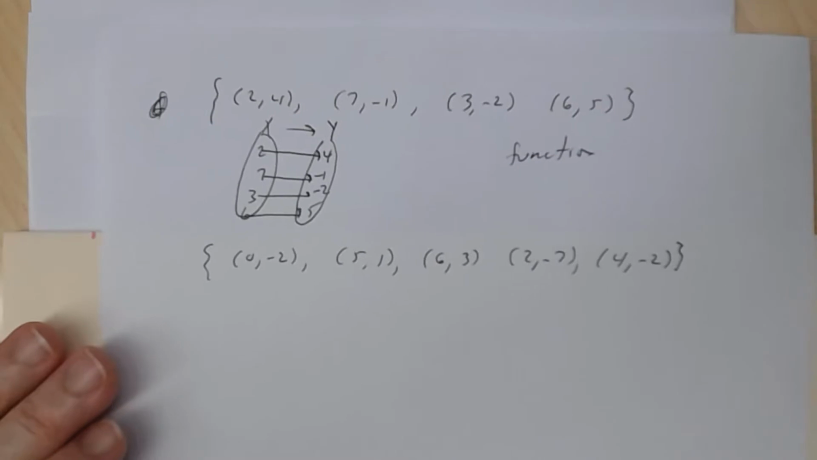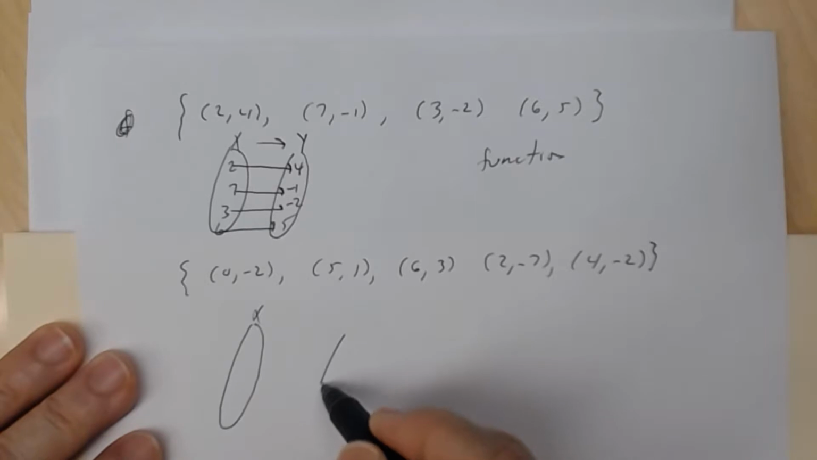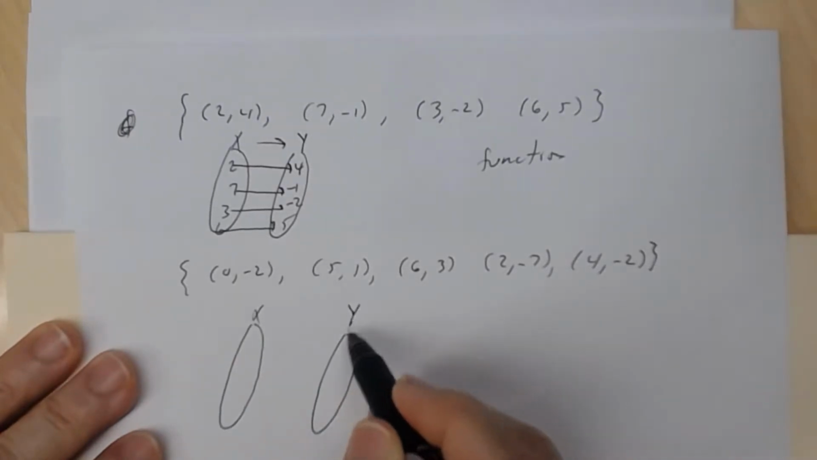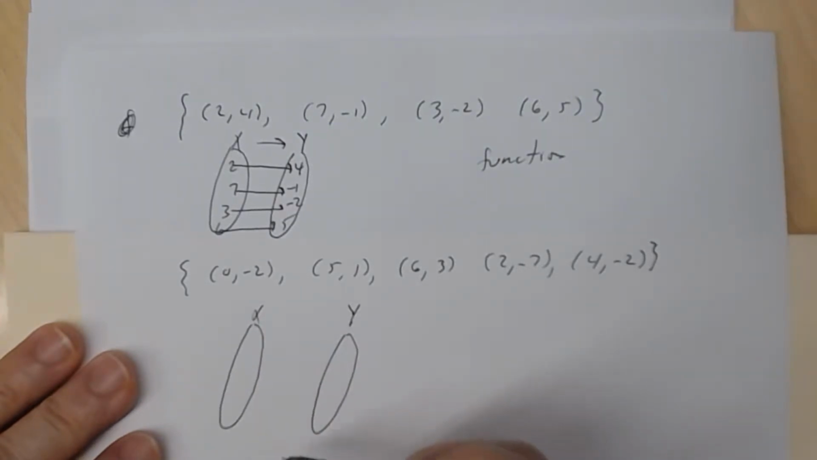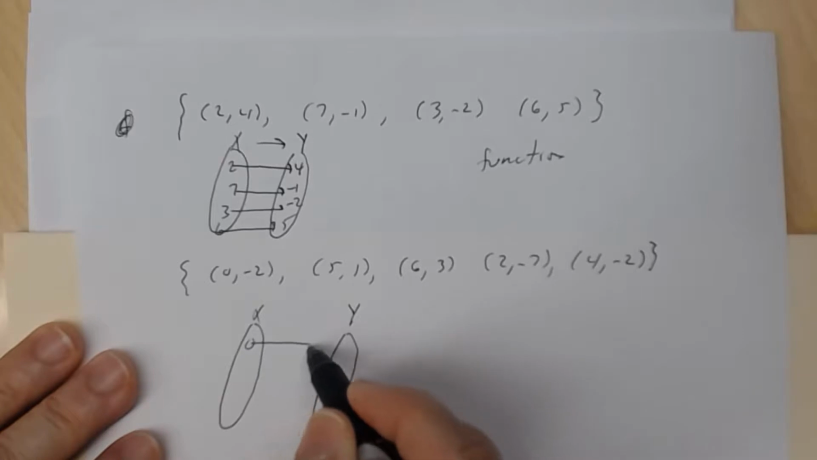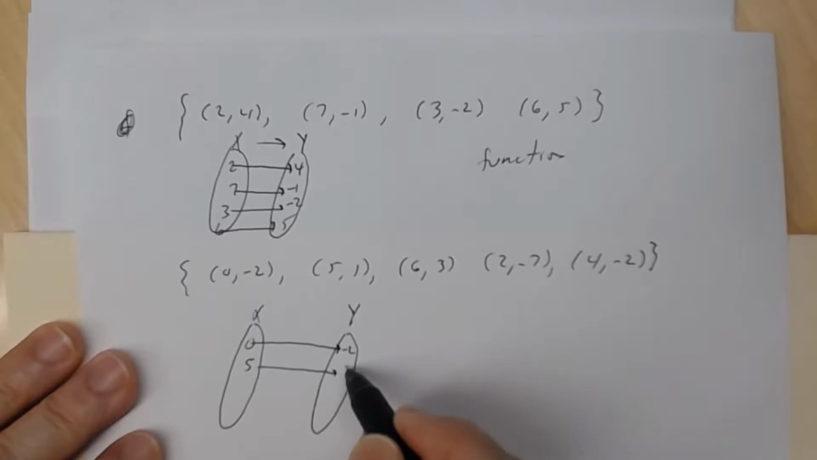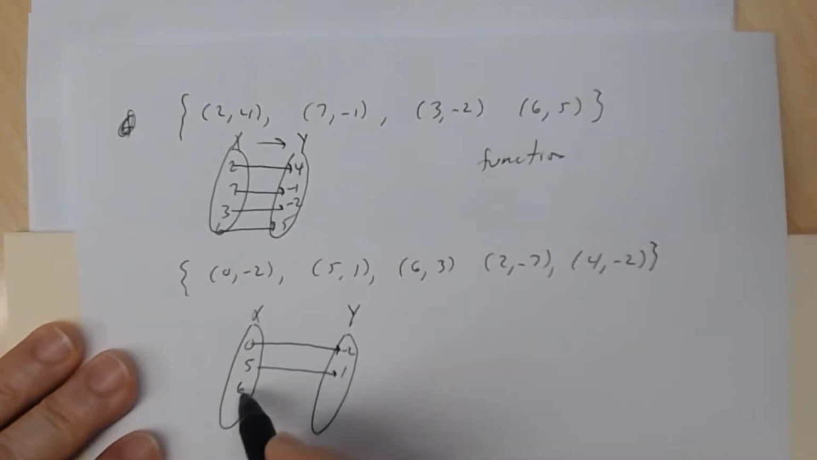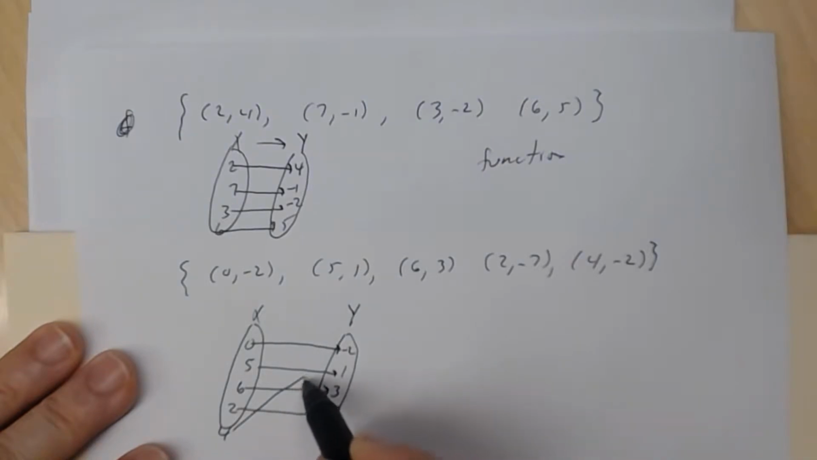Over here, I'll look at this one, same thing. If I look at this in terms of a mapping from x to y, because that's the definition of the function, for each x, there's got to be one y. So look at your x's and see what my y values are. If x is 0, my y value is negative 2. So far, I'm good. When x is 5, my y value is 1. So far, I'm good. When x is 6, my y value is 3. So far, I'm good. When x is 2, my y value is negative 7. When x is 4, my y value is negative 2. Now, don't list it again because it's already listed. So just draw a line going here.